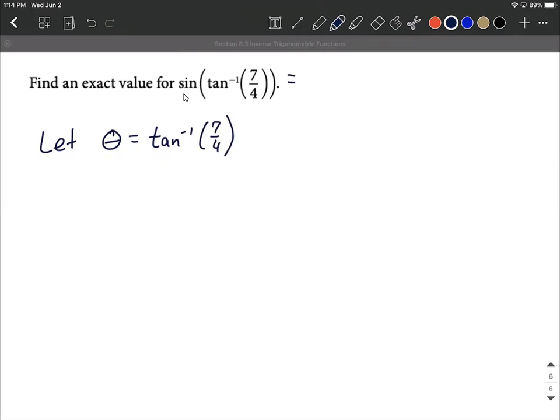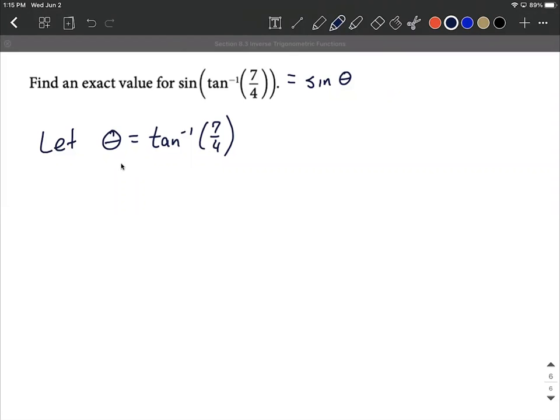All right, so what we're allowed to do next is, based on this let statement, we've just defined theta to equal whatever's on the inside. We can replace everything on the inside here with a theta. So we're trying to now find sine of theta. Replace the tangent inverse of 7/4 with theta based on what we just defined theta to be, which sounds a little confusing, but it's not that bad as you work a few of these.